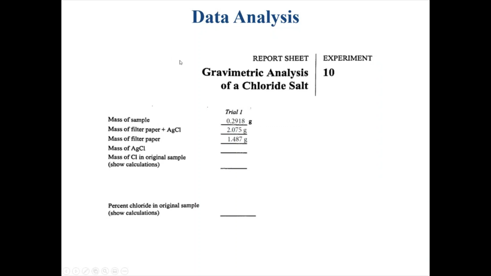Okay, so I just entered into the data, this data for you from the experiment that we did. So your mass of the sample was 2.2918 grams. That's what you weighed out in the very first step. And the mass of the filter paper was 1.487 grams. I apologize, and I'm going to fix this on the data sheet that's going to go up. This should be 1.4870 grams.